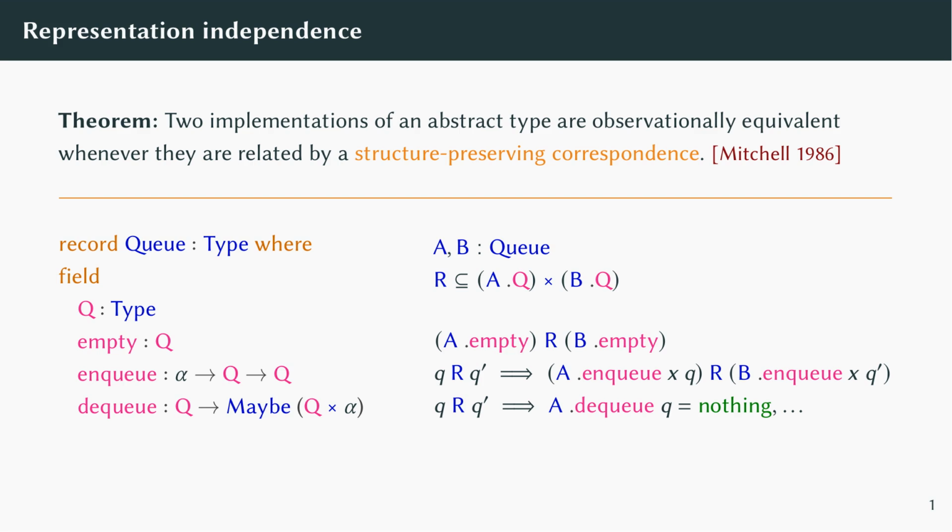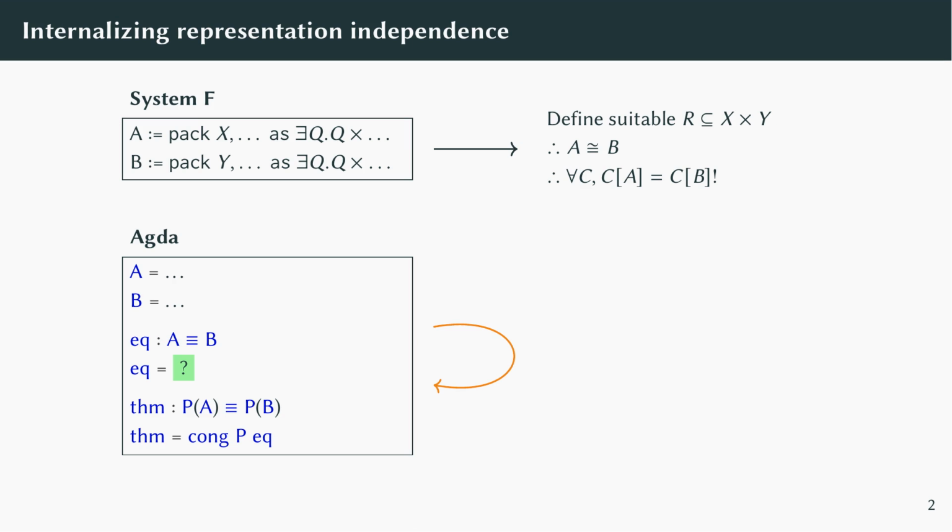Representation independence says that these two implementations are equivalent if we can exhibit a binary relation between the underlying types that respects the operations. In the case of queues, this means that the two empty queues must be related. If two queues are related, enqueuing the same thing onto both must give us related queues. And finally, if two queues are related, either both are empty, or dequeuing gives us the same element and another pair of related queues. These results are usually formulated as metatheorems.